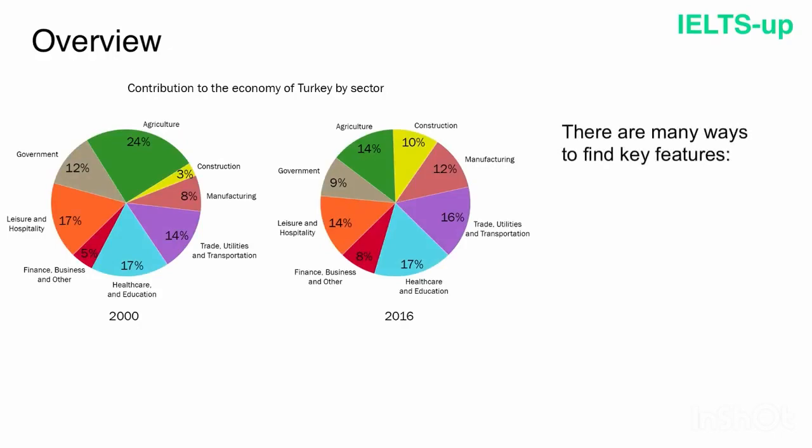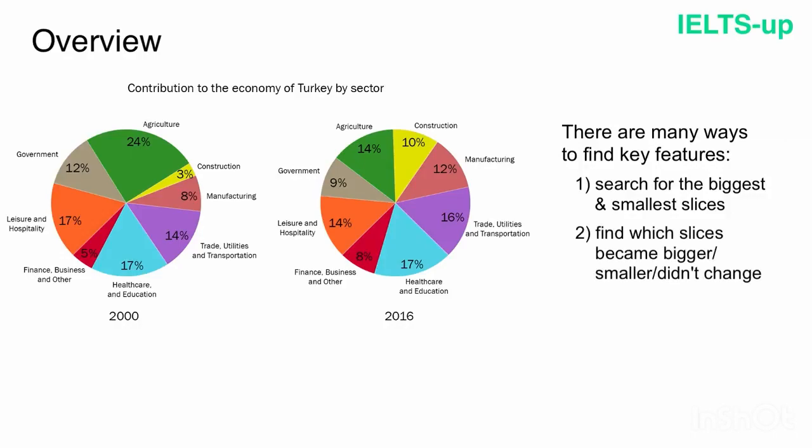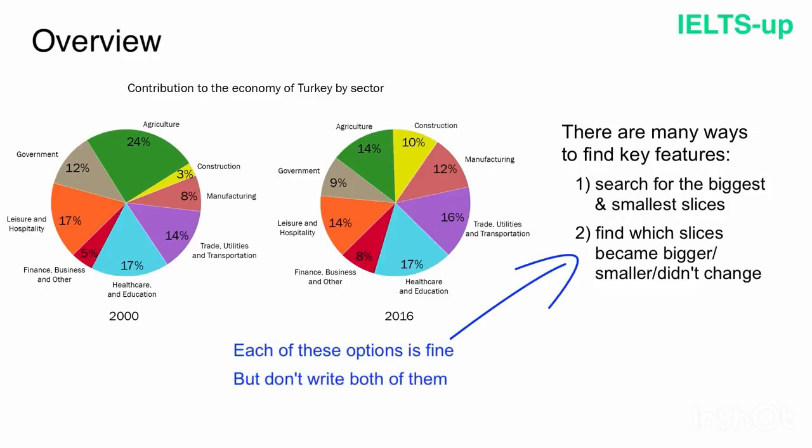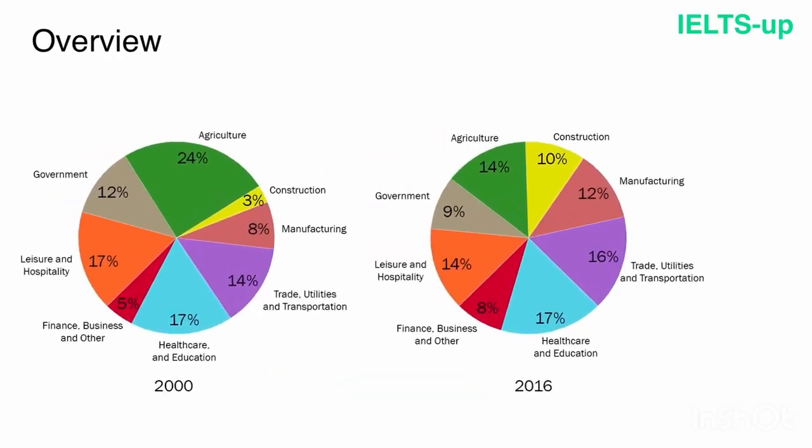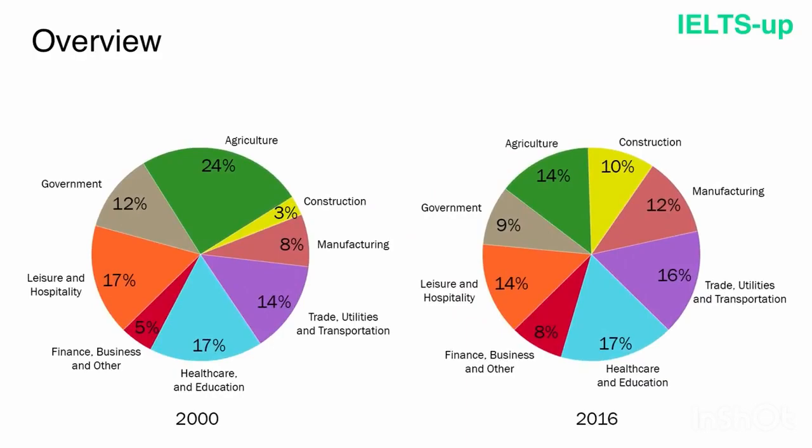Well, there are many ways to find the key features of our charts. First of all, we could search for the biggest and smallest slices of each pie chart. And secondly, we can find which slices became bigger and smaller or did not change. Each of these options is fine, but do not write both of them, because you have to keep your overview short. So I've decided to focus on the first option. Now let's look at each pie chart and find the key features.